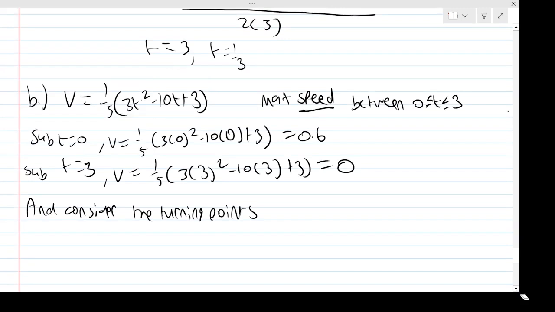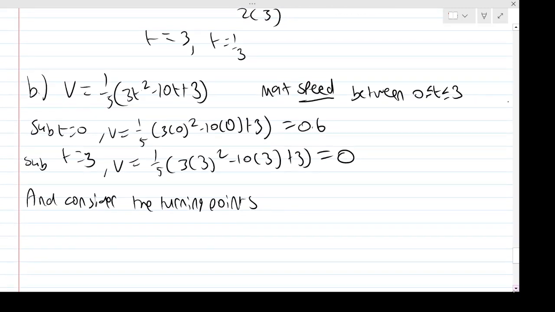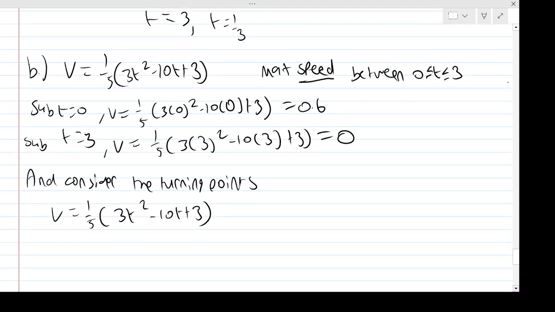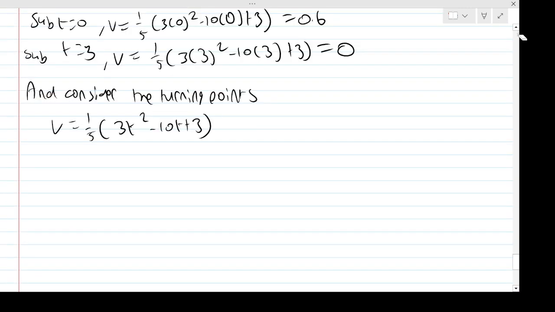So what we can do is just complete the square. So again, v equals a fifth of 3t squared minus 10t add 3. To make it a bit easier, if I just expand the fifth out, this is going to be 3 fifths of t squared minus 10 fifths, which is 2t, add 3 fifths. And so hopefully that makes it a bit easier to see how I'm going to complete the square. Then we're going to factor 3 fifths out of the t terms. So 3 fifths of t squared, then that'd be minus 10.